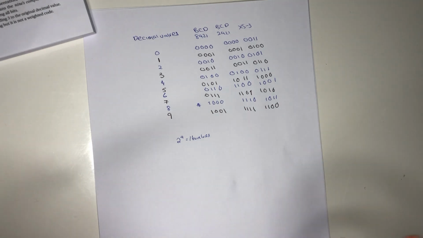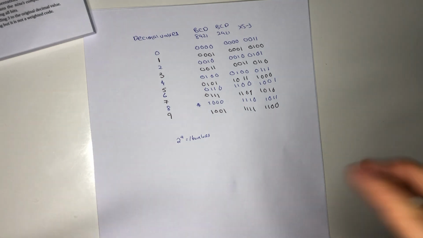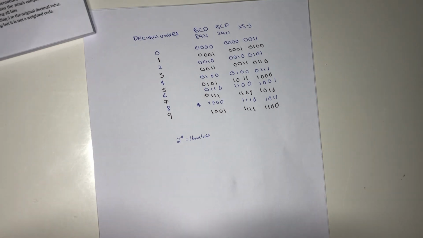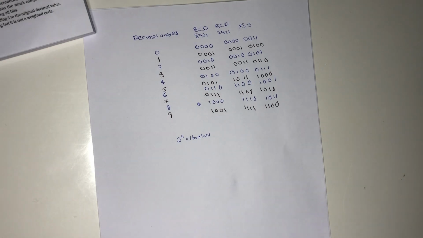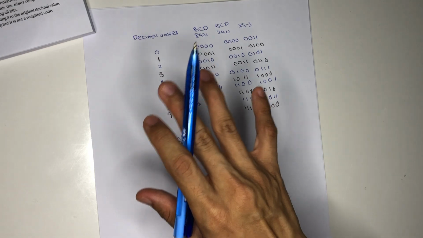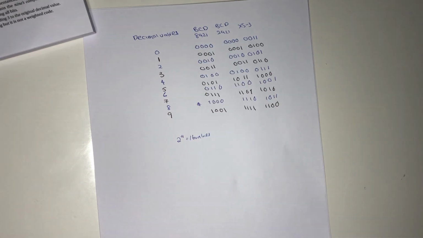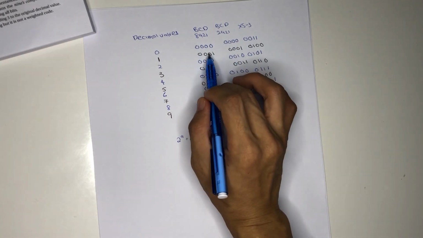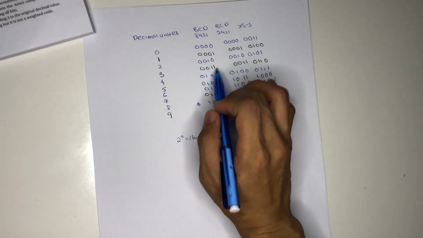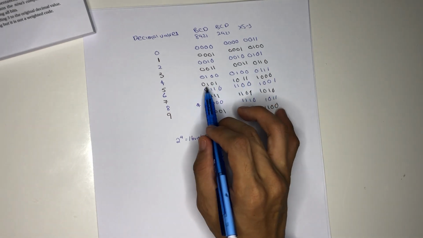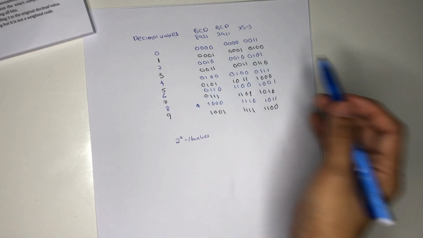BCD 2421 is also a weighted code with reflecting and self-complementing property. If a number has more than one representation, the code with lower binary weight is used. So what does it mean? Let me consider this case. We try to see which have different representations. You see, this one is the same, this one is the same, this one is the same. So let me consider number 5.